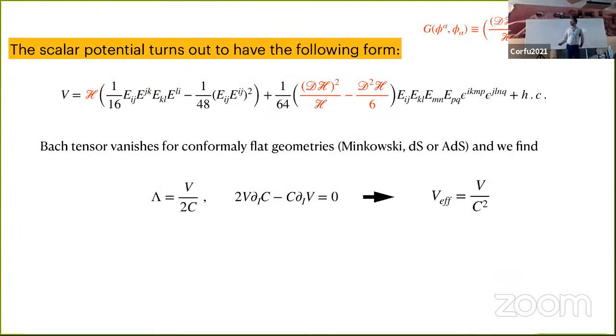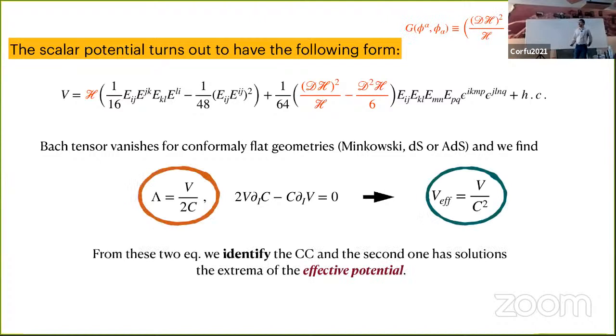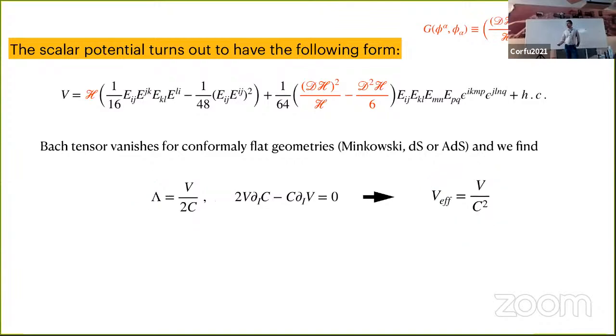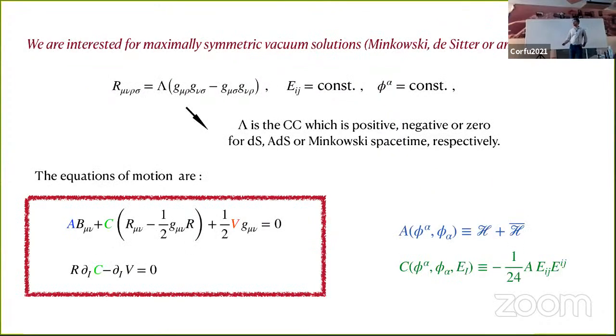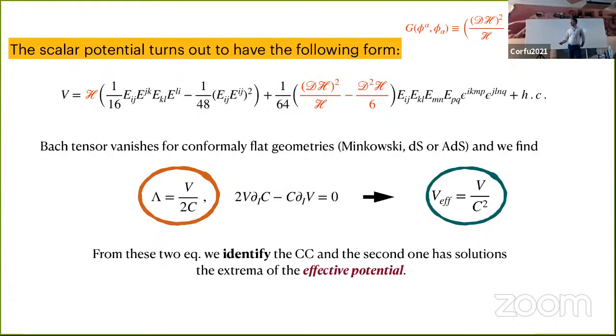So the form of the potential V is this one, and as you see here, the holomorphic function appears in two ways. One is as a function of derivatives of these functions, and what we find from the equations of motion is firstly that we identify the cosmological constant that has this form. And also we find that the second equation, this one, we can recast in this form.